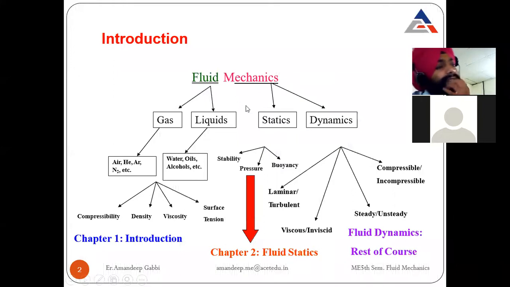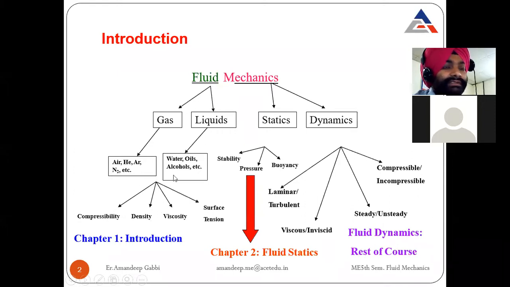Now this is the basic structure of our fluid mechanics. Fluid is about liquid and gas. Fluid consists of anything that can flow, that is, liquid and gas only. Gases are air, helium, argon, nitrogen, and all that. And liquids we come across are water, oils, alcohols, etc. Different types of alcohol and oils and all that. Right? Then we study compressibility, density, viscosity, and surface tension.